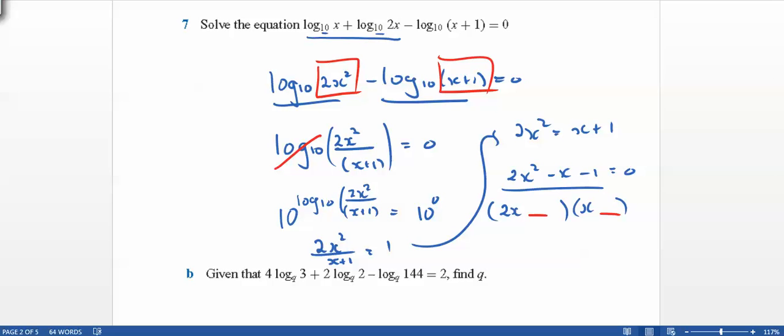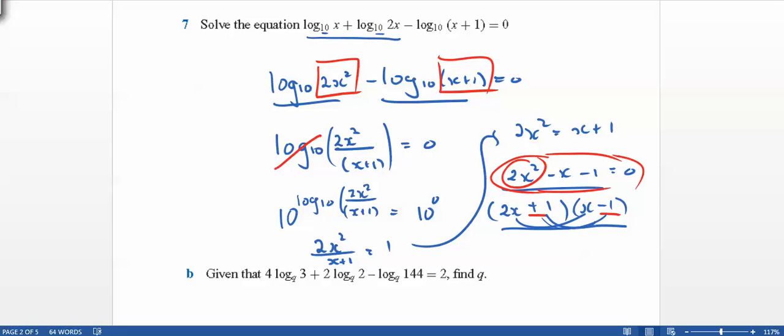Now, let's think about it. If I had a plus 1 over here and a minus 1 over here, let's see how that would play out. I've got 2x times x is 2x squared. 2x times minus 1 is minus 2x, plus x is minus x. So there you go, we've done it just by observation. So that's the hint. Whenever you've got something like this, where the coefficient of x squared is not 1, it's something else, if it can be factorised, that's probably the best method.